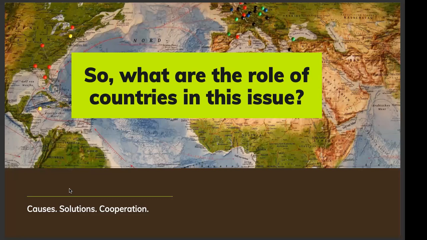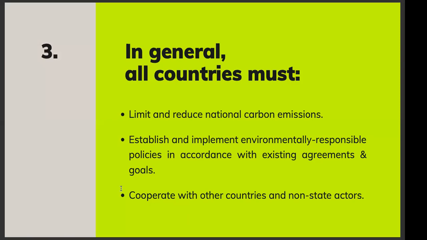But I will be focusing on three things. The first is causes. How do countries cause climate change? And then the solutions. How do countries contribute in solving climate change? And last but not least is regarding the cooperation between countries itself. So shortly, in general, all countries must at least do these three things.